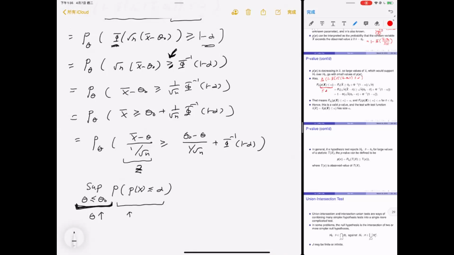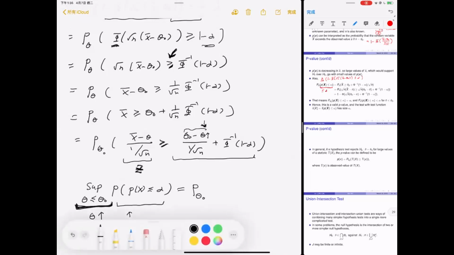This is z, normal 0, 1. The right hand side is a function of theta. Whenever theta gets bigger, the whole thing gets smaller. When the whole thing gets smaller, the probability of the normal 0, 1 is getting bigger. So I can really feel safe about using theta 0 in the supremum. And that means I can plug in theta 0 right here.